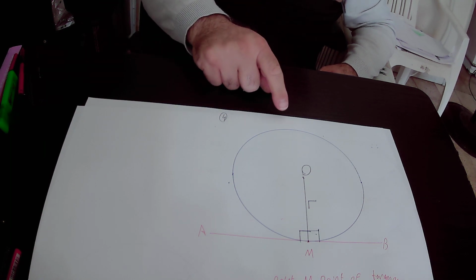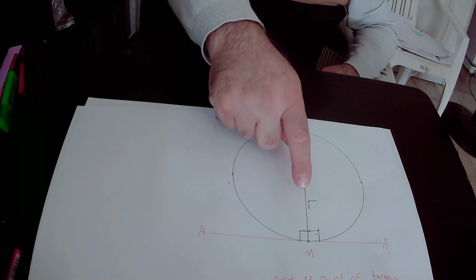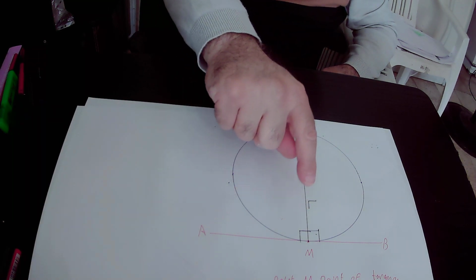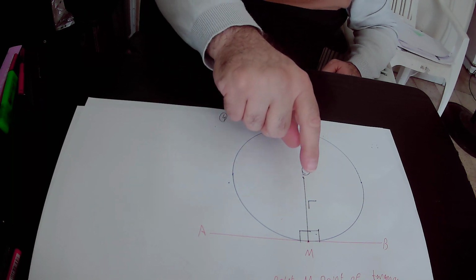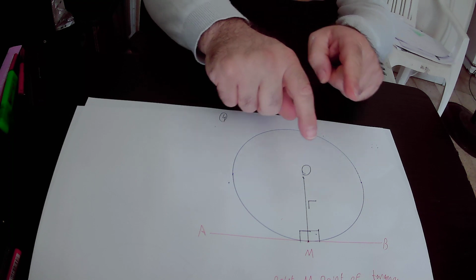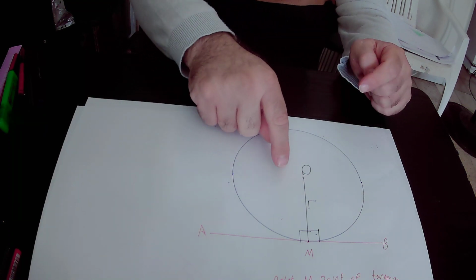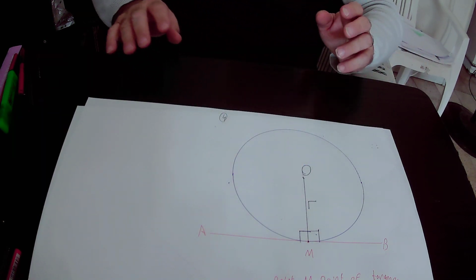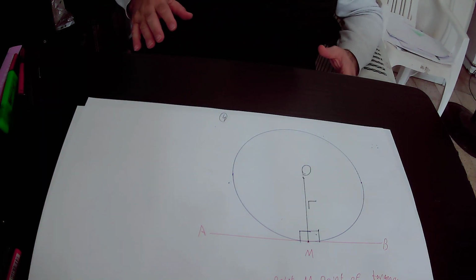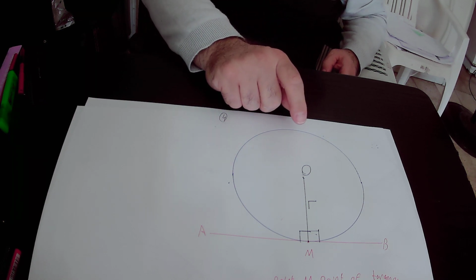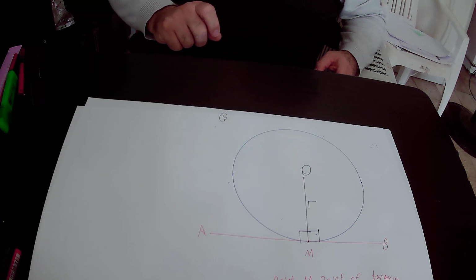So as you can see from the drawing, this radius is drawn to the point of tangency, that is to say it is drawn to point M, that is the point of tangency. Therefore, the tangent AB is perpendicular to this radius. That is to say, this angle equals 90 degrees and this angle also equals 90 degrees. So whenever you have a radius that is drawn to the point of tangency, then the tangent will be perpendicular to that radius.